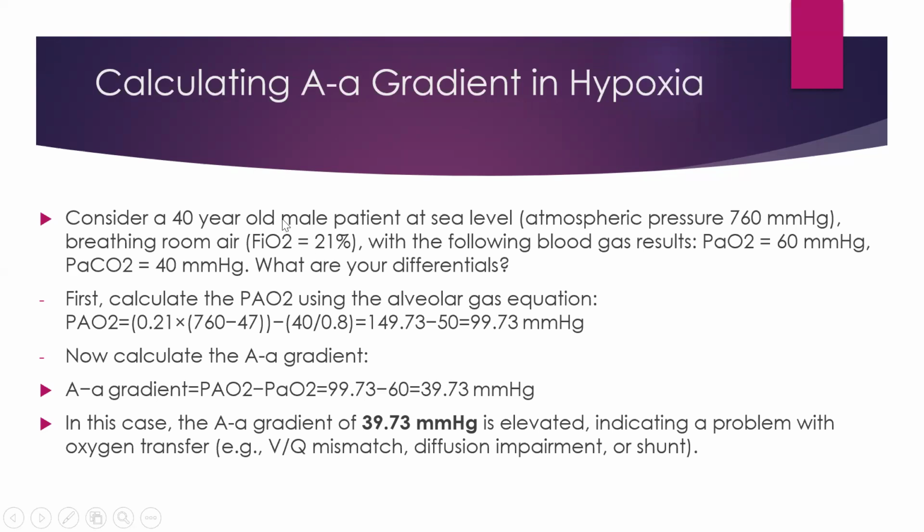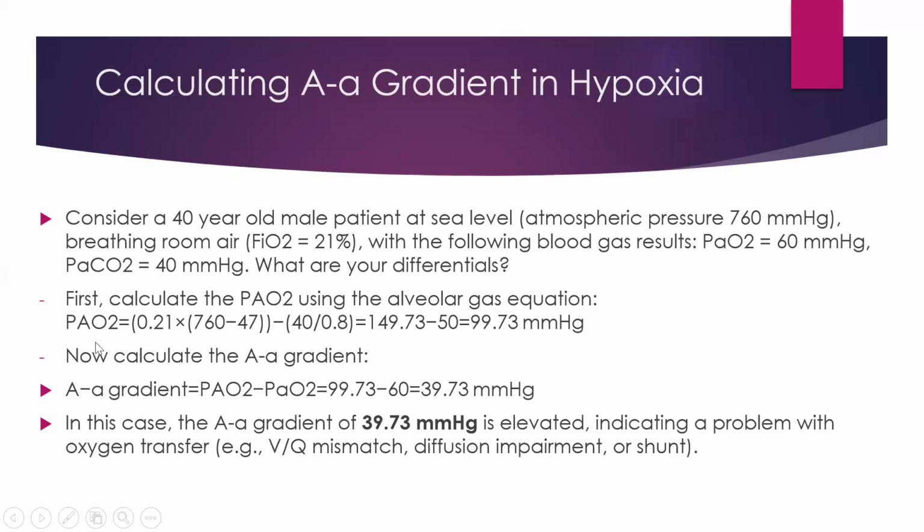And if the A-a gradient is this, and we're still having PaO2 of 60, we're going to be looking at hypoventilation or delivery of hypoxic gas mixture. Or maybe this patient is at high altitude, but don't forget that it's at sea level. So we know that the A-a gradient should not be more than 14 for this patient.